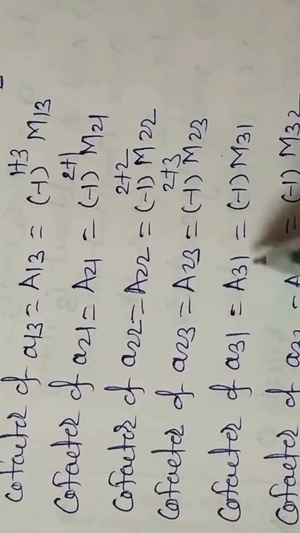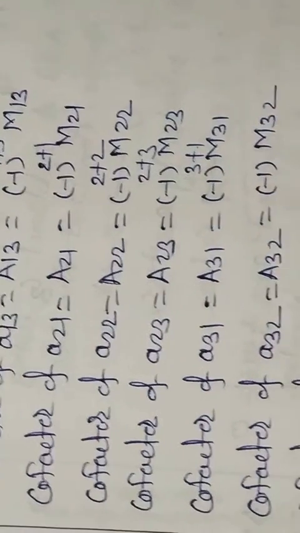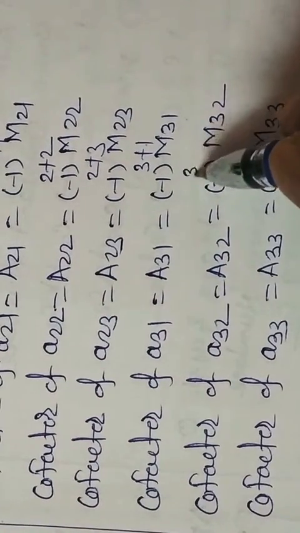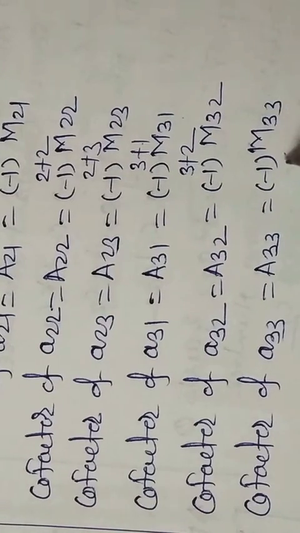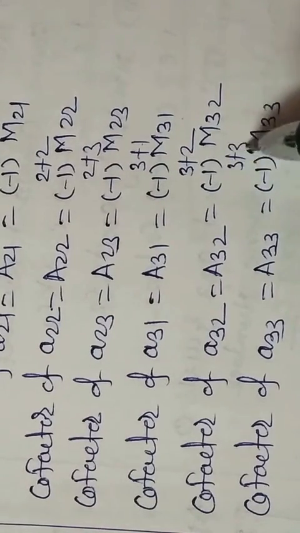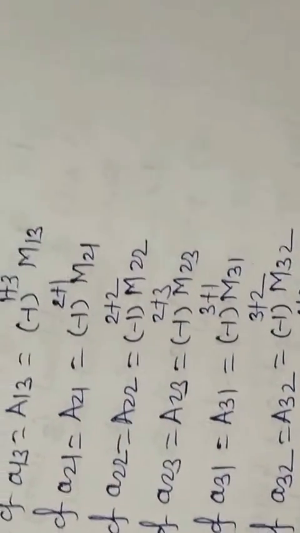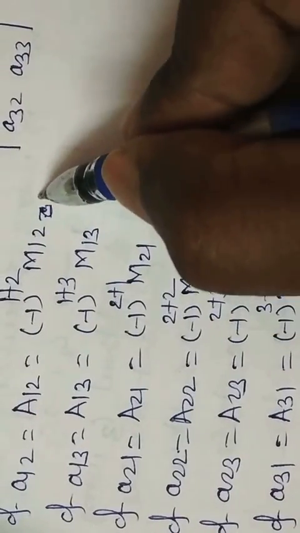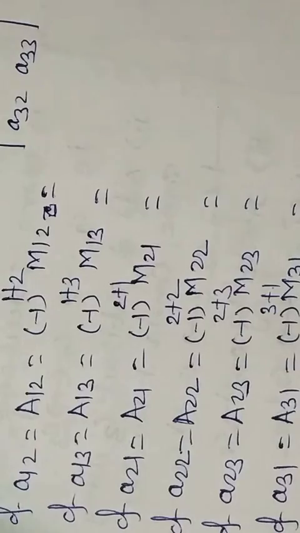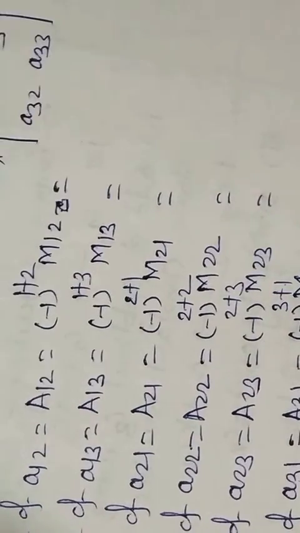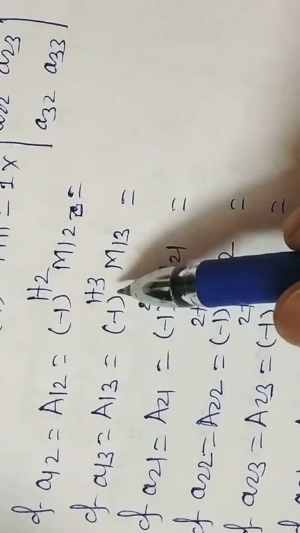For A31, (-1) to the power 3 plus 1 of M31. For A32, (-1) to the power 3 plus 2 of M32. And then A33, that is (-1) to the power 3 plus 3 of M33. So as these are numbers, the result depends on the sign of that power. If the power is odd, the sign is minus; if the power is even, the sign is plus.